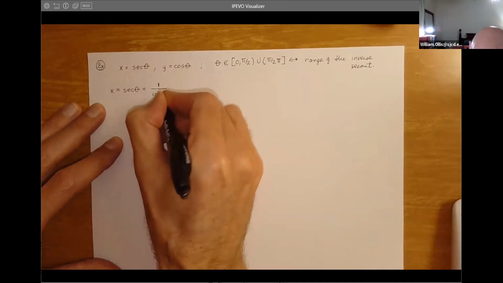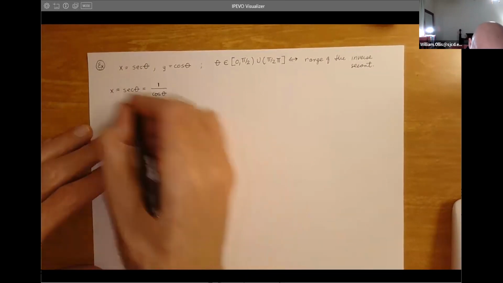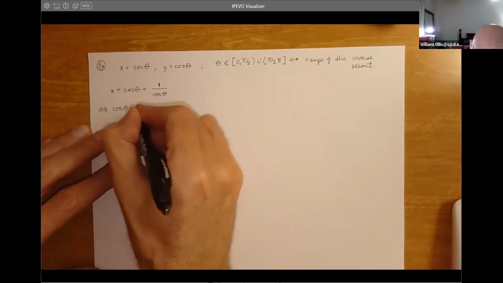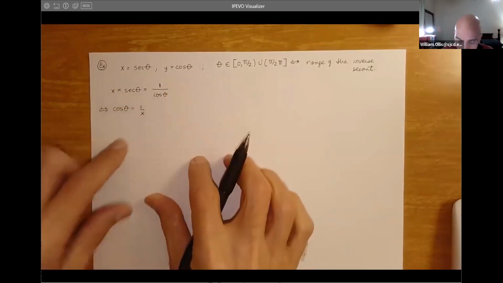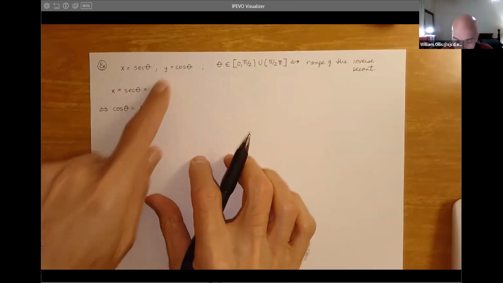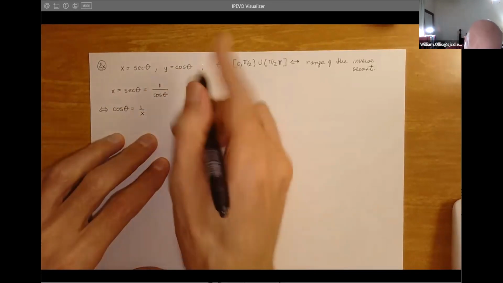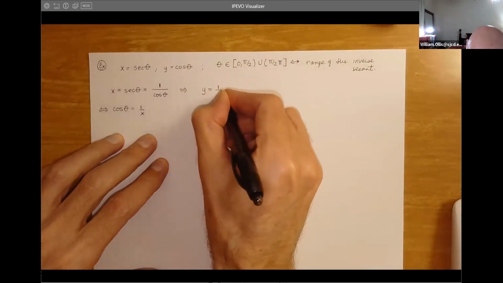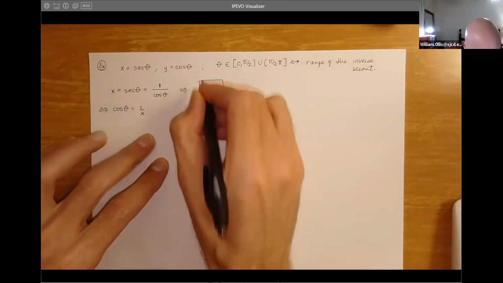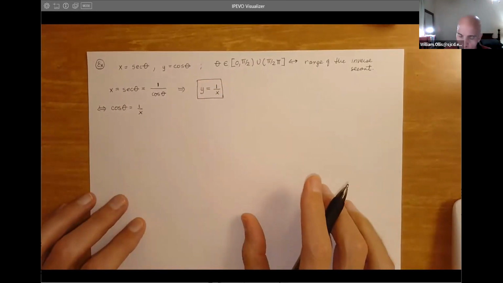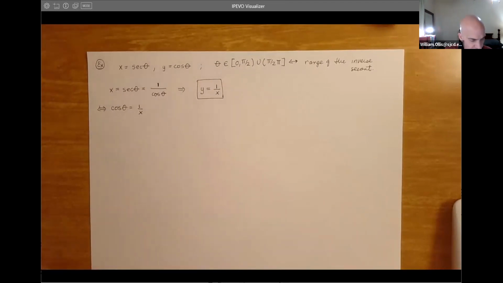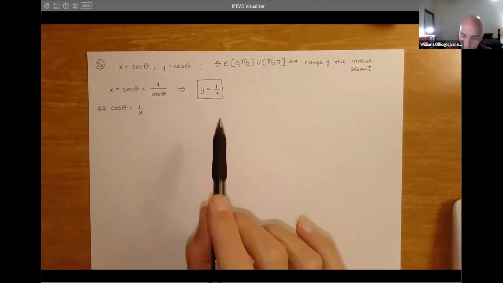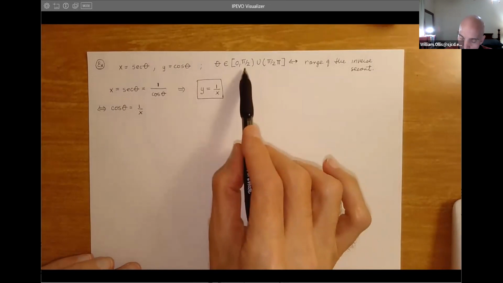So now if we reciprocate, equivalently, just basic algebra here, cosine theta is 1 over x. So now if we compare the two, we can see that y, which is cosine theta, is 1 over x. So this implies that y equals 1 over x. When you look at something like this, you're thinking, oh, I get that curve. That makes perfect sense. And so now what you want to do is say, well, if this is the case for this particular curve, how is this going to impact?